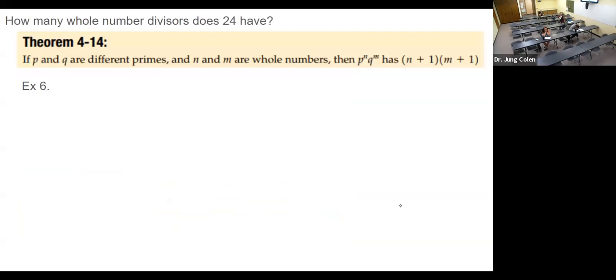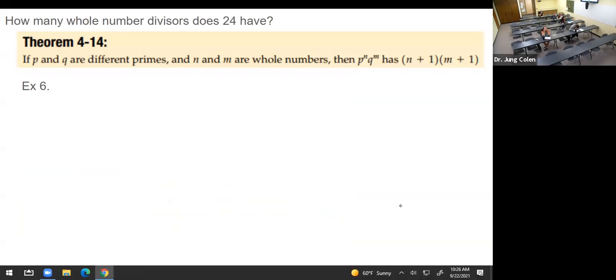Okay, so here comes the rule. Look at theorem 4.14. If P and Q are different primes, and n and m are whole numbers, so we have the prime factors of P to the nth power, Q to the mth power, then the total number of divisors is one more than that and one more than that, and you need to find the product of that. Okay, so let's look at 24 one more time.